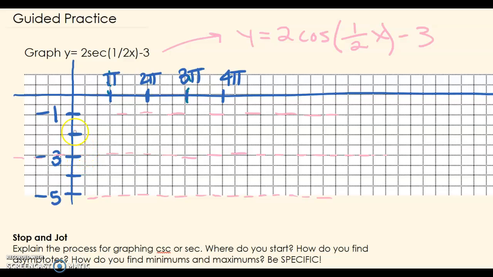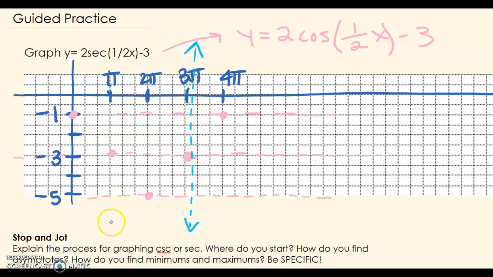Okay, cosine I know starts here, again, because our amplitude's 2, we'll be at our midline at pi, minimum at 2 pi, midline at 3 pi, maximum here at 4 pi. Okay, cool. So what do we know? What do we remember about secant? My first thing is, okay, any point on the midline, that's going to be a vertical asymptote. So I'm going to draw that in.